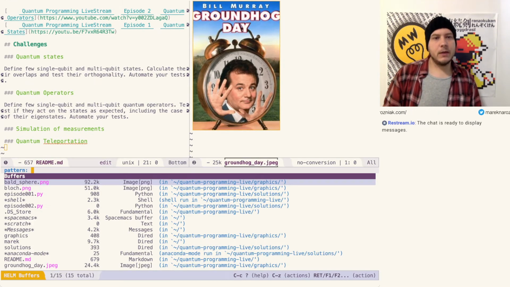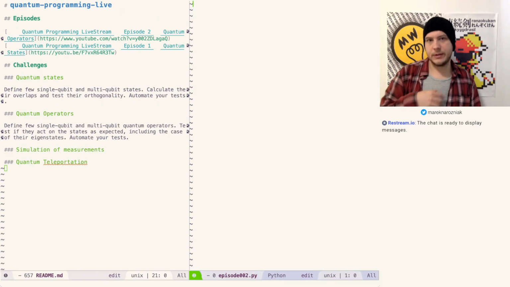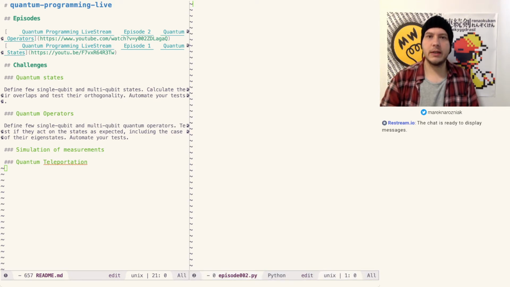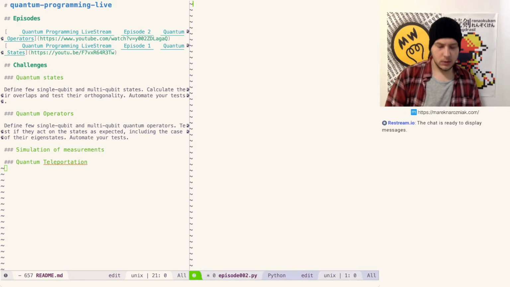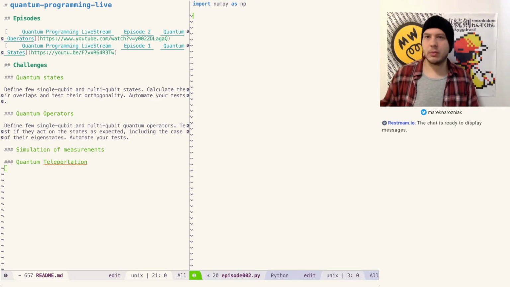But enough of the analogies, and let's do some coding. I always start the same way: import numpy as np. There's really nothing I do without numpy in my life.